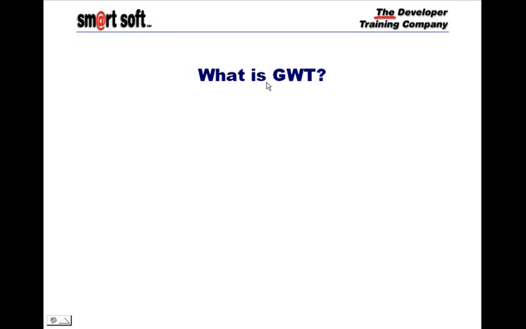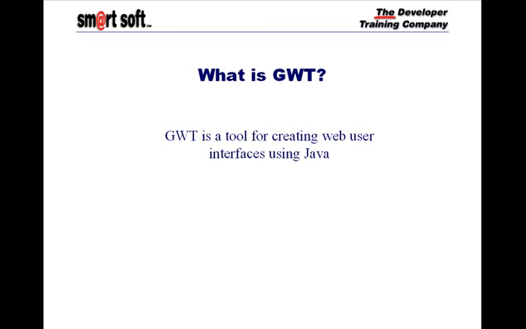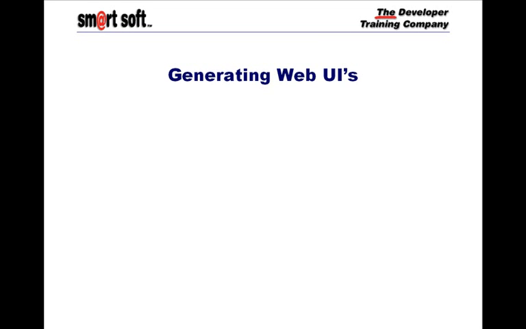What is GWT? GWT is a tool for creating web user interfaces using Java, but it's probably different from tools you've used in the past. So let's start by reviewing how user interfaces are generally created for the web. Web user interfaces are mostly created using HTML. If you've got a little bit more courage, you can create user interfaces using HTML plus a little bit of JavaScript along with DOM, the Document Object Model. That's an API for modifying or manipulating an HTML page programmatically.